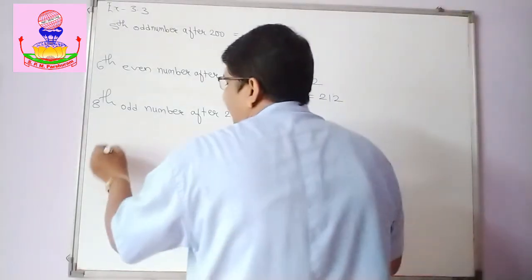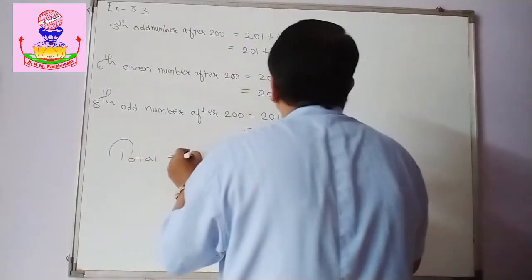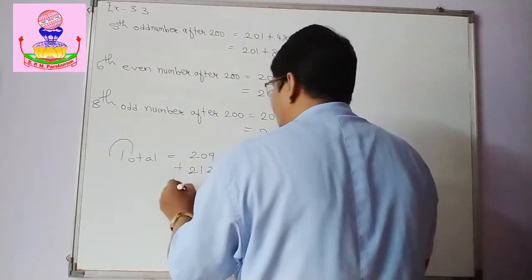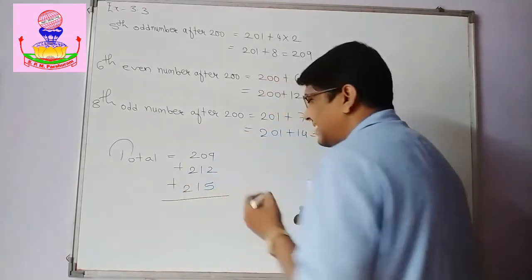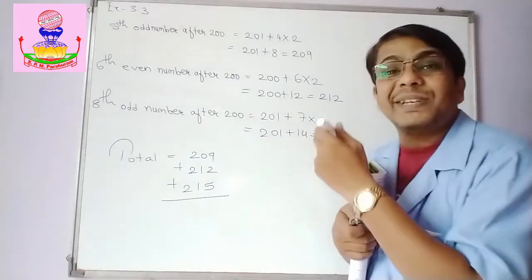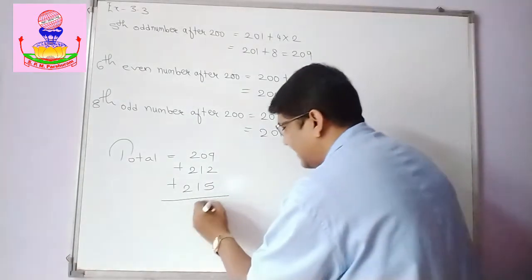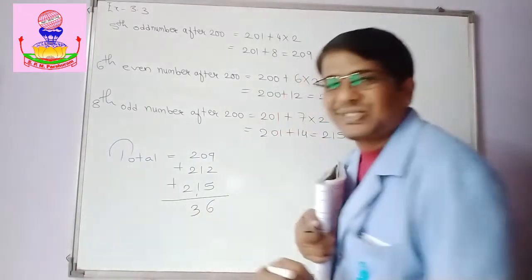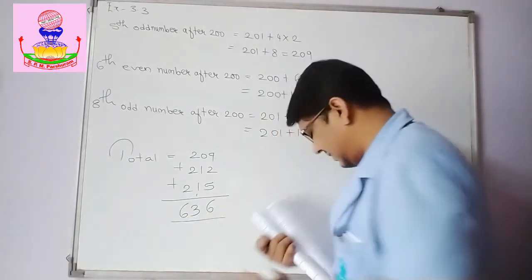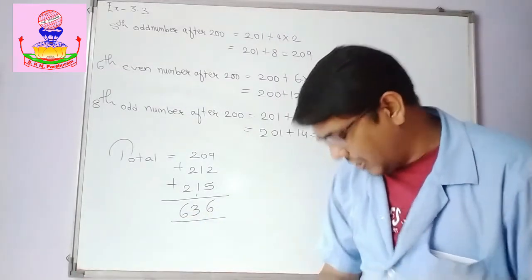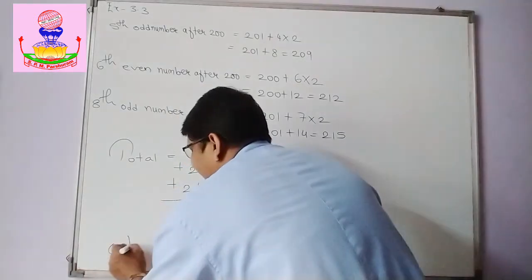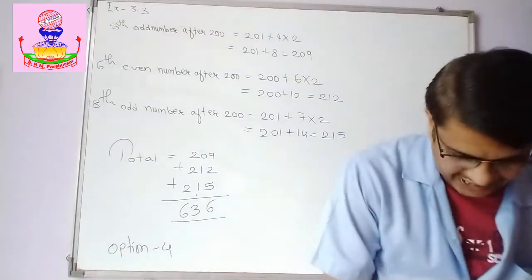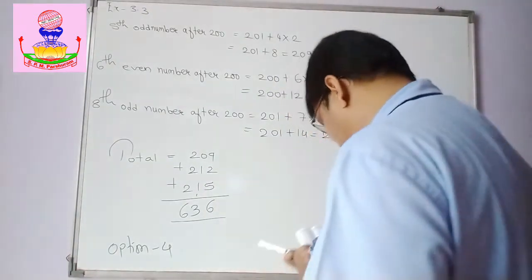You have to find the total. Total means, yes, sum. So 209 plus 212 plus 215. 5 plus 2, 7. 7 plus 9, 16. 1 carry on. 1 plus 1 plus 1, 3. And 2 plus 2 plus 2, 6. So the answer is 636. And so option number, oh yes, option 4. Okay. So option number 4 is the right answer.